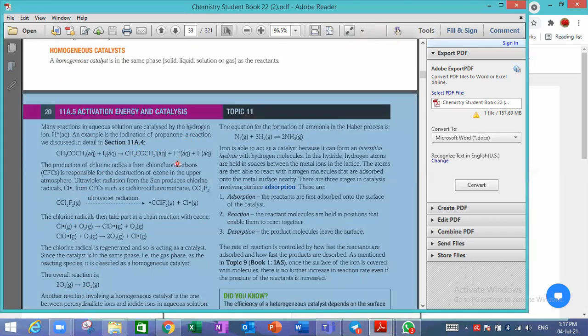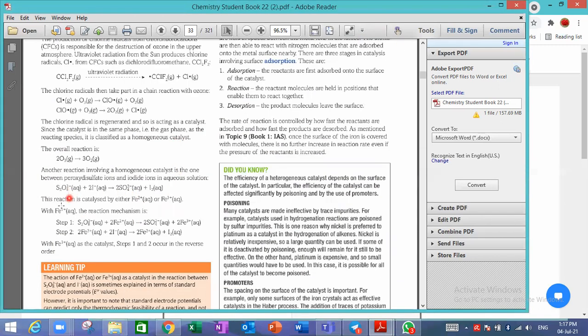Another example of homogeneous catalysis is the reaction that takes place between the peroxodisulfate ions and the iodide ions to form sulfate ions plus iodine aqueous. Now, as you see here, all the reactants are in the form of aqueous solutions, peroxodisulfate and iodide. And if we look at this reaction, we will see that this reaction cannot happen at all by itself. It must need a catalyst. It cannot take place without a catalyst.